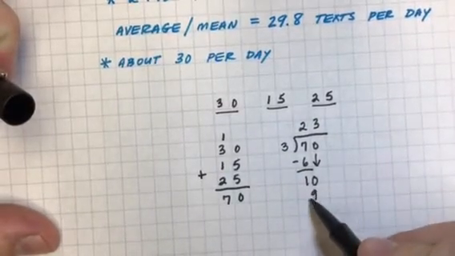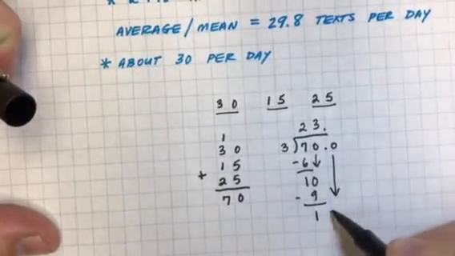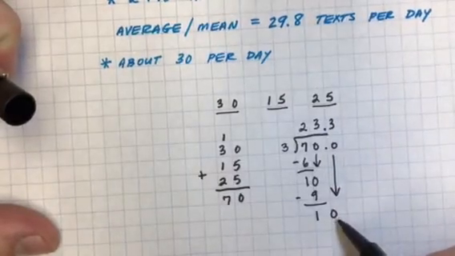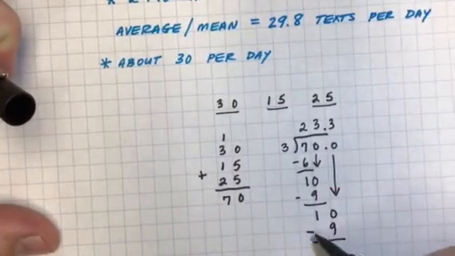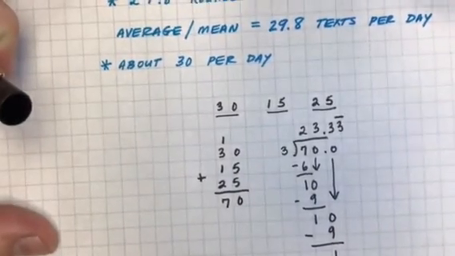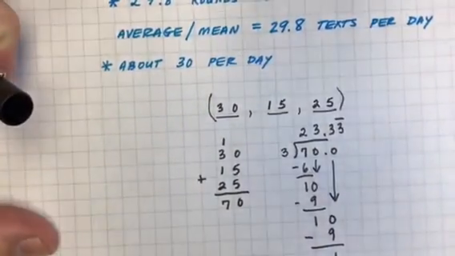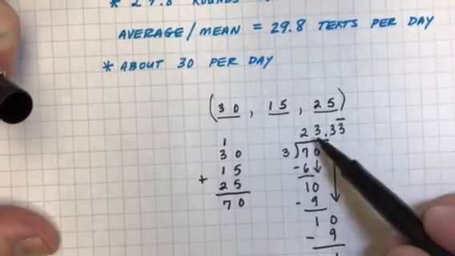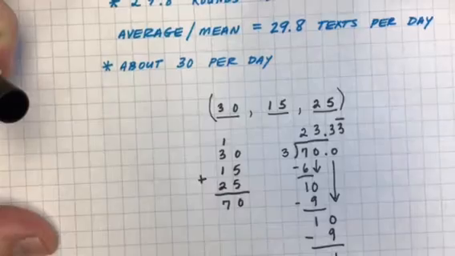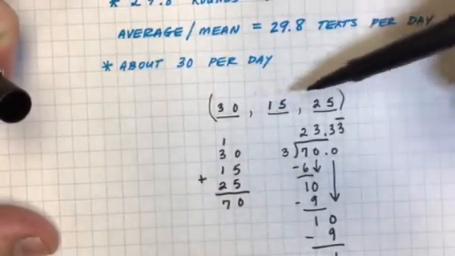And it looks like here we're going to end up with a repeating decimal. Each time we're going to get 3 as we divide, and we're just going to keep getting 0.333333. So the average in the set of data that contains 30 and 15 and 25, the average between those three numbers is 23.33 repeating.